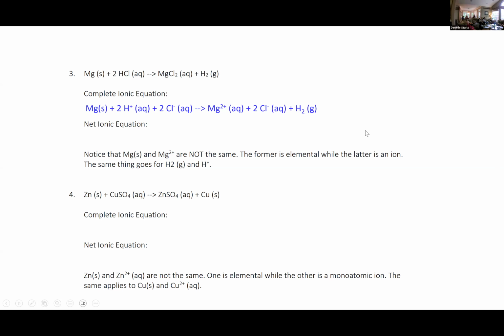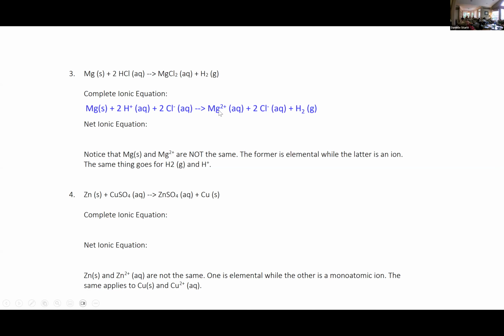What state is the hydrogen in? Yeah. Gas. So what's going to happen if you put magnesium into hydrochloric acid? What should you see? You should see bubbles, right? You should see bubbles forming.